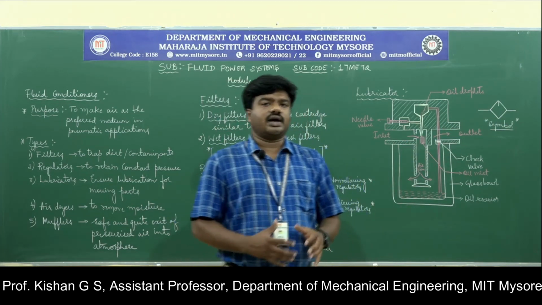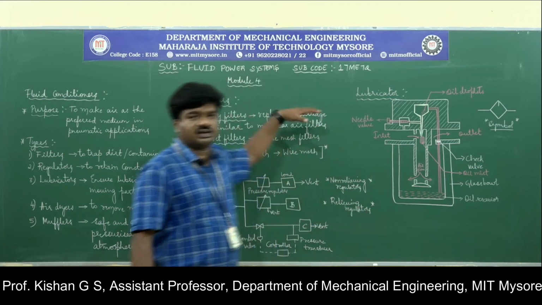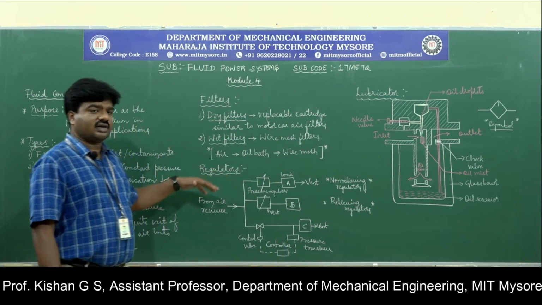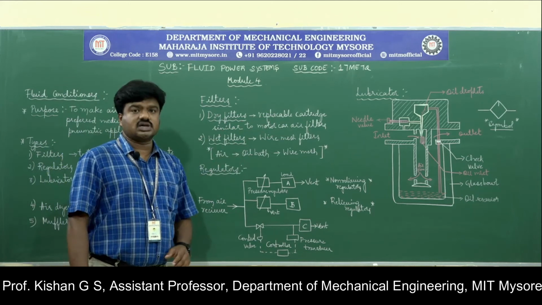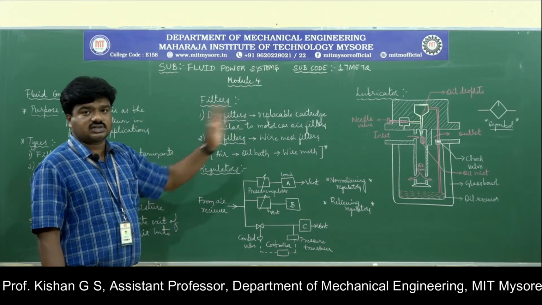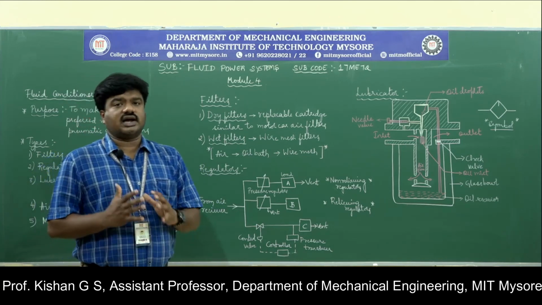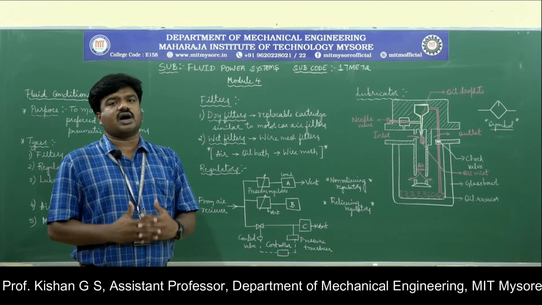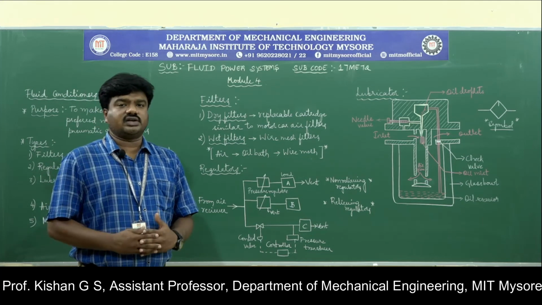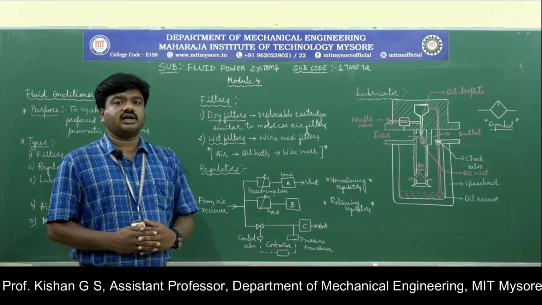And this is what the lubricator is about: filters, pressure regulators or regulators, followed by lubricators. If these are arranged in line according to the application wherever it is needed, that forms the structure called the FRL unit, that is, filter, regulator and lubricating unit.